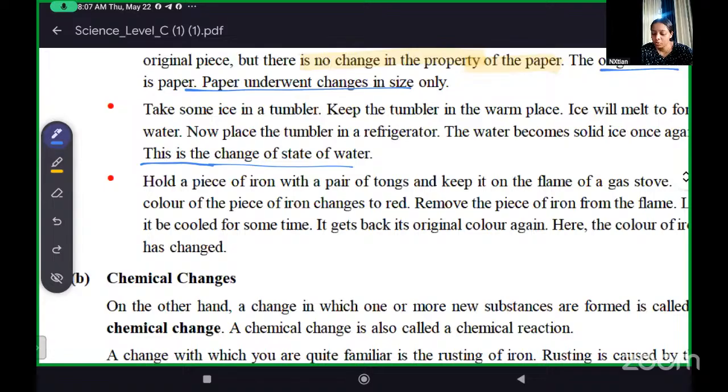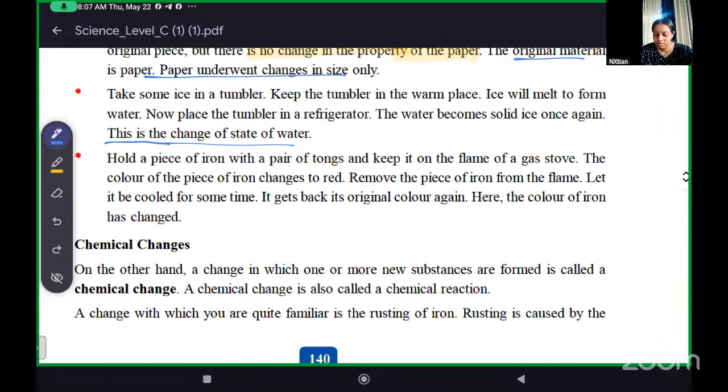Then, when we hold a piece of iron with a pair of tongs and keep it on the flame of a gas stove, the color of the piece of iron changes to red because the heat transfers to the iron piece. When we remove it from the flame and let it cool for some time, it gets back to its original color. Here the color of iron has changed, so it is also a physical change.